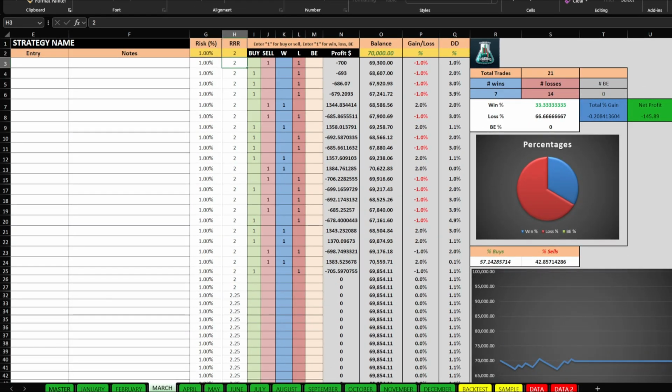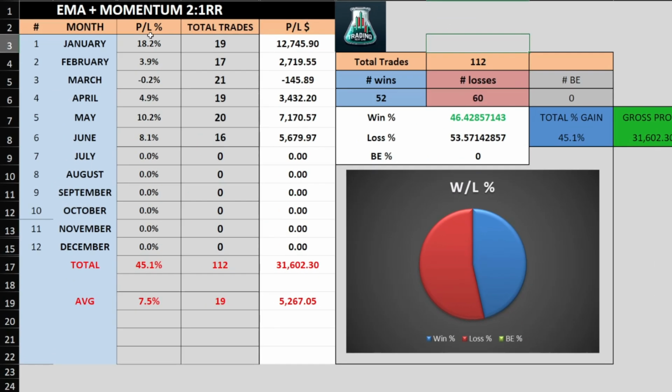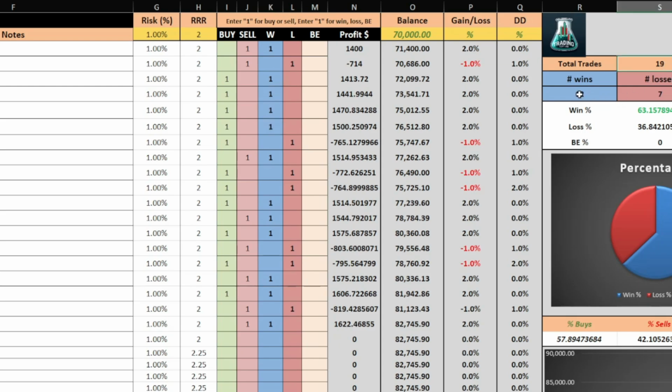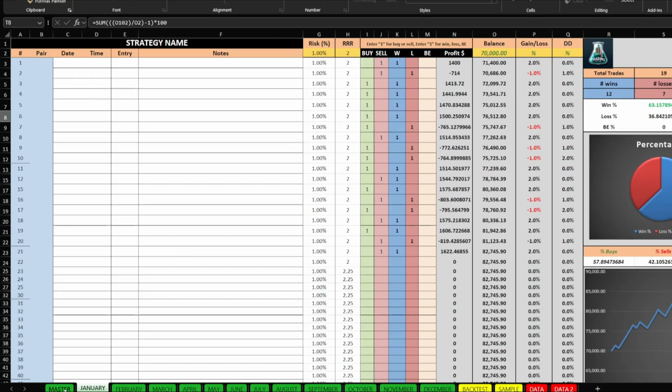But now let's look at the master sets. And then take a look at January. Look at this month. When we started this backtest session, holy moly, this strategy was performing so well. I was really impressed. We had a few winning streaks, not that many losses. So we had 19 trades, 12 wins, 7 losses, 63% win rate, 18% gain. January was crazy good for this strategy.